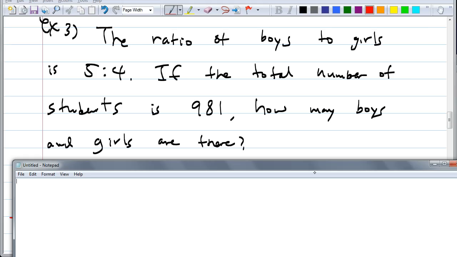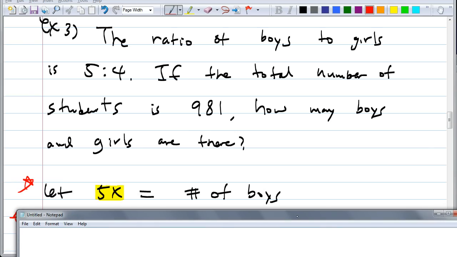Step 1 was to read this. We read it. Well, how many unknowns do we have in this? How about Lynette? 2. What are they, Lynette? Yeah, how many boys and how many girls there are. So how would you represent the number of boys and the number of girls if they told us that the ratio, here's a hint, is 5 to 4? How about Patty? What do you think? Let 5x equal the number of boys. Very good. 4x equal the number of girls.